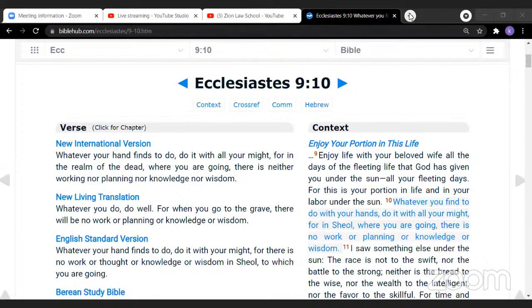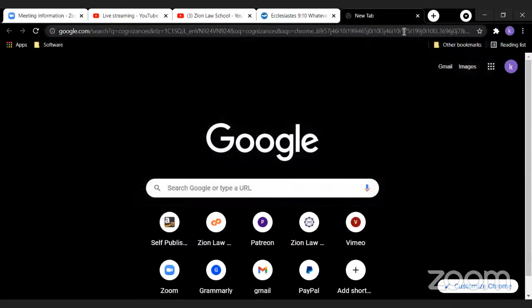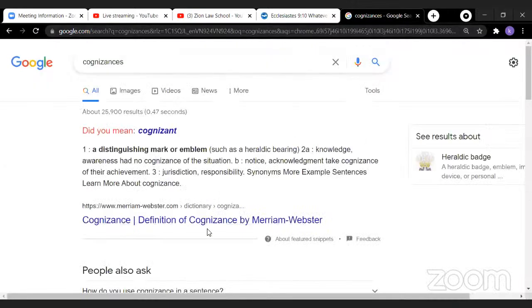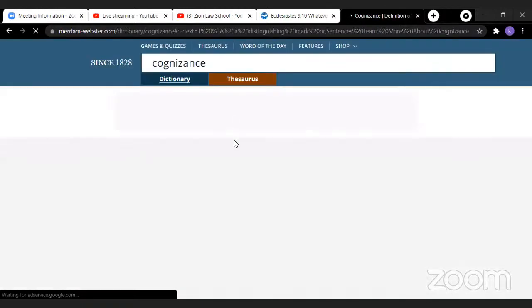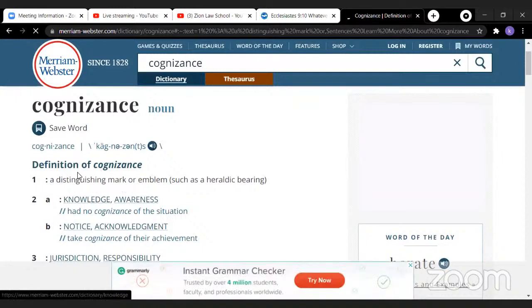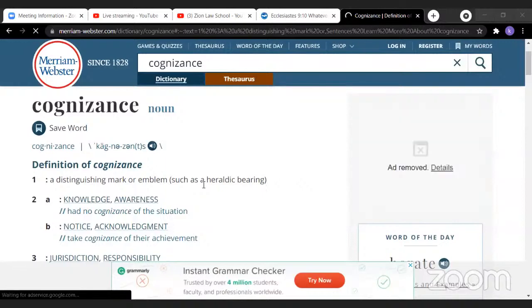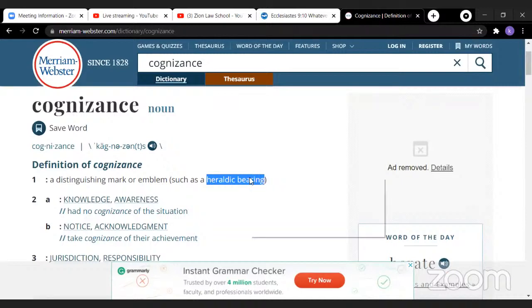So let's look up cognizance. People who may not know what that means, we'll look it up. Cognizance. The mental state. Judai, you want to present it? Definition of cognizance: a distinguishing mark or emblem, such as the heraldic bearings. Yeah, you know what? We're going to look at this. This is very interesting, this idea here.